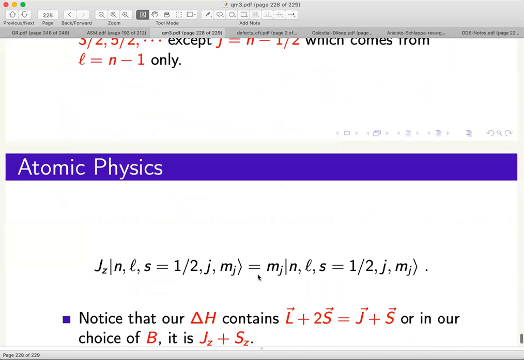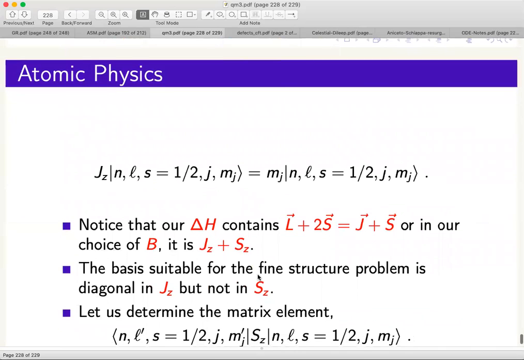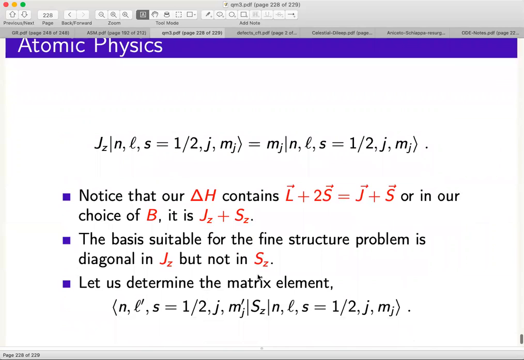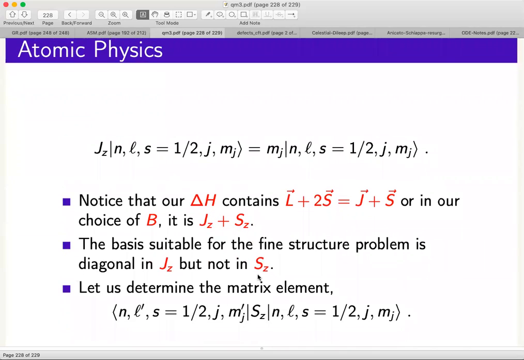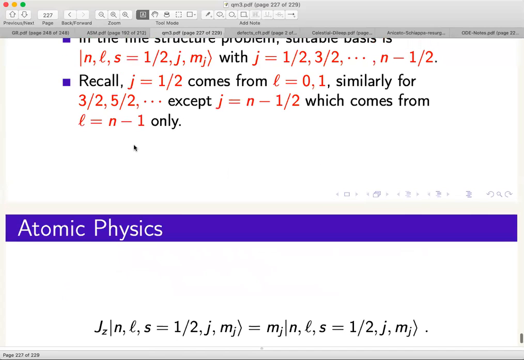So this is going to be my last transparency today. What you would do is compute Jz on this state. This state is a state in which the fine structure problem is diagonal, but this basis is a good basis for computing Jz.